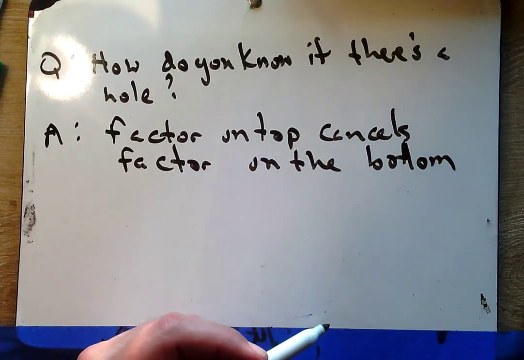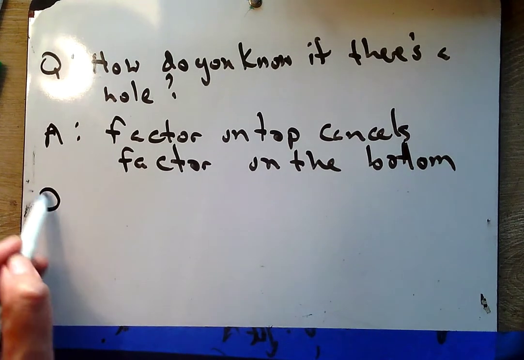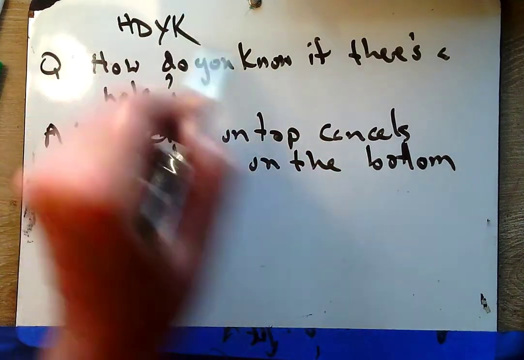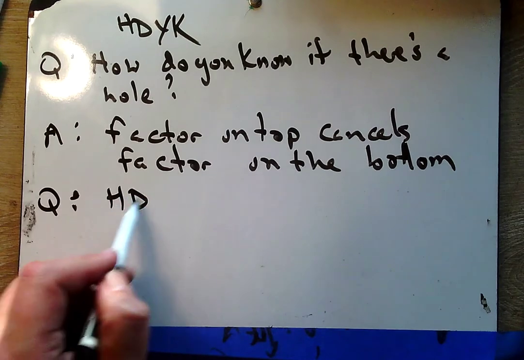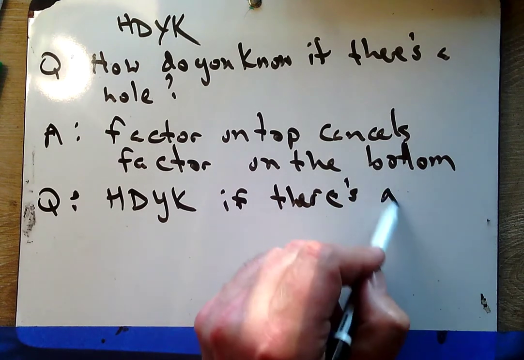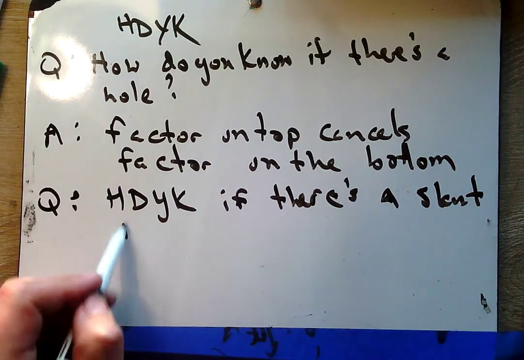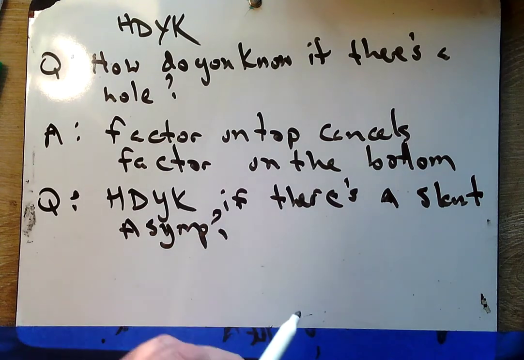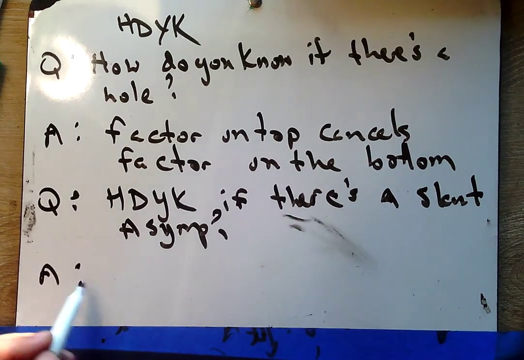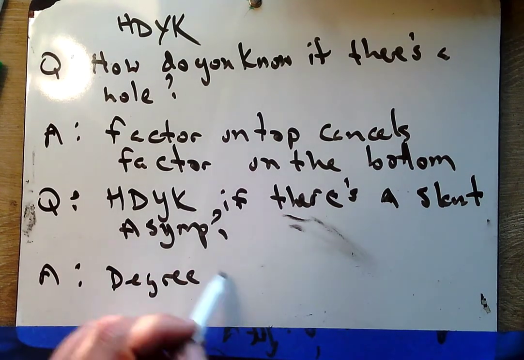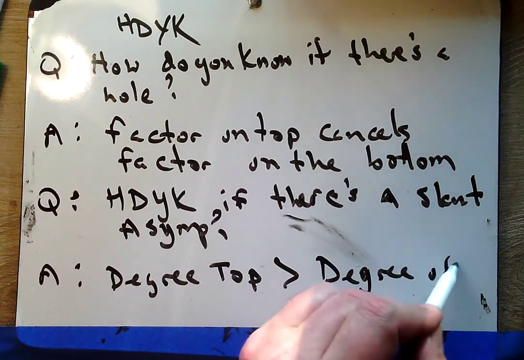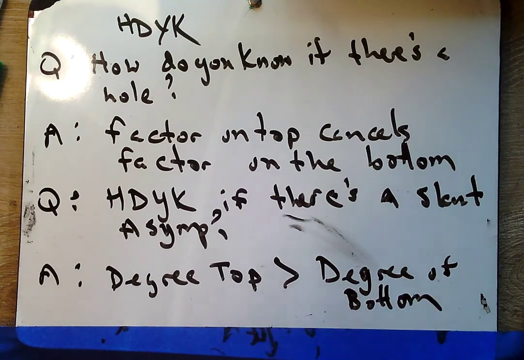Okay, next, how do you know if there's a slant asymptote? And the answer is the degree of the top is bigger than the degree of the bottom. Okay.